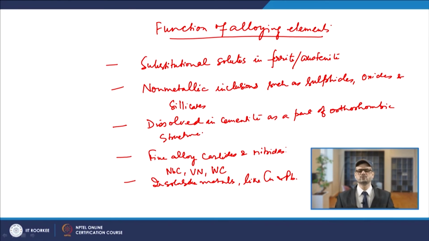So, this is all about the continuous cooling transformation curves, and some summary about also the use of alloying elements and their functions in a right spirit in the steels.